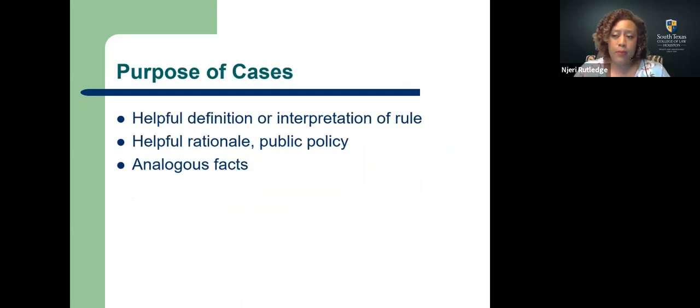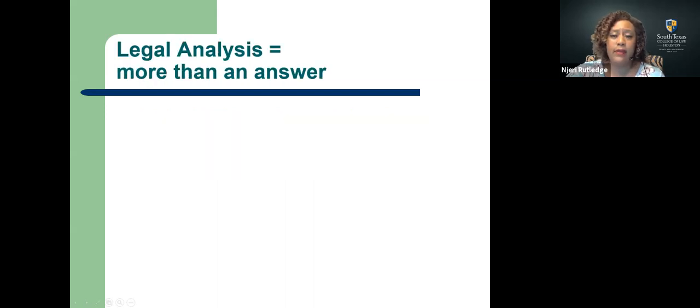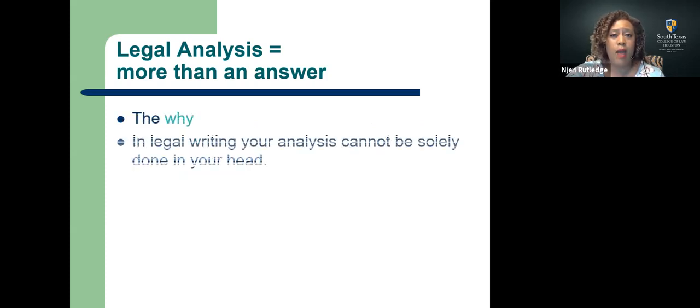When you think about precedent or cases, case law is helpful to provide definitions or interpret a rule, helpful to further define public policy arguments, and explain the rationale. Cases are also helpful because there may be cases with analogous facts. When you think about legal analysis, I don't want you to think about the bottom line answer or the result. I want you instead to think about the why.